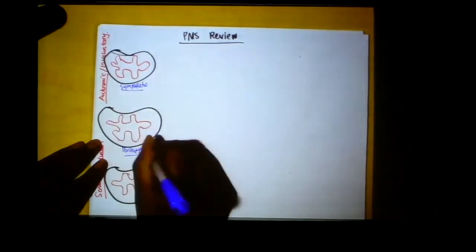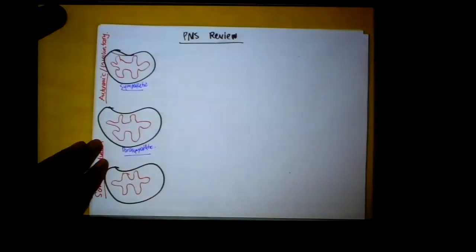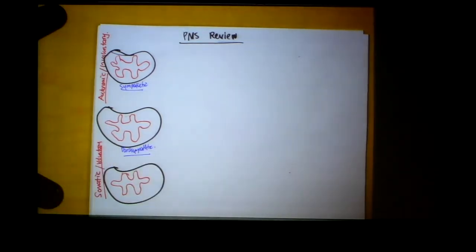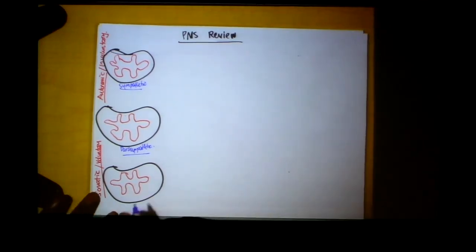I won't go into the function, but you should definitely know the functions of these two divisions. What kind of body functions do we see with sympathetic? Increased heart rate, right? Decreased digestion, those types of things. Skeletal muscle movement. What kinds of function do we see with parasympathetic? Rest and digest, glandular secretions, things of that nature. So make sure you know the different functions under the different divisions. And then we know that the somatic nervous system is pretty much simple. This is skeletal muscle.